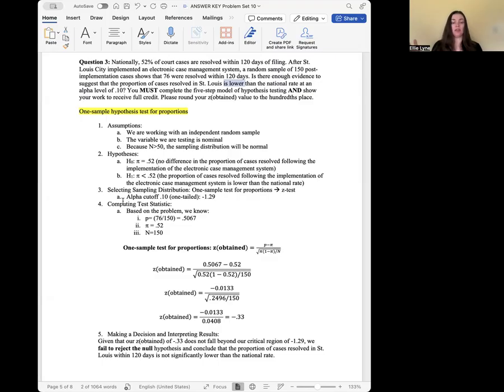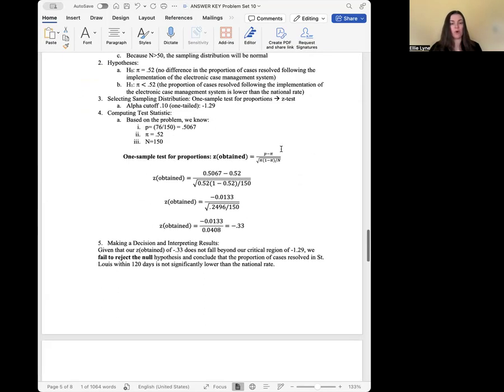And if you go and take a look at our chart, our alpha cutoff value for 0.1 at a one-tailed test is negative 1.29. Again, we are only interested in the negative end of the distribution because we are only interested in whether it is lower than the national rate. Okay, so that's where you can check yourself here, right? Negative 1.29, lower and lower, right? So all aligned with one another.